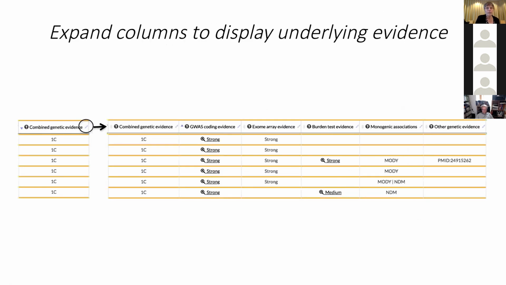Okay, so going back to the table itself, each of the evidence type columns expands to show the underlying evidence. This is, for example, the combined genetic evidence. If you click on the little arrows in the right-hand corner of the header, you can expand it to see the types of evidence that went into that classification. For genetic evidence, as I mentioned, there's a column for the GWAS DIAMANTE evidence, one for the X-tex T2D exome array evidence, one for the burden test evidence from the exome sequences, any monogenic associations, and any other studies that have been done that bear on the genetic evidence.